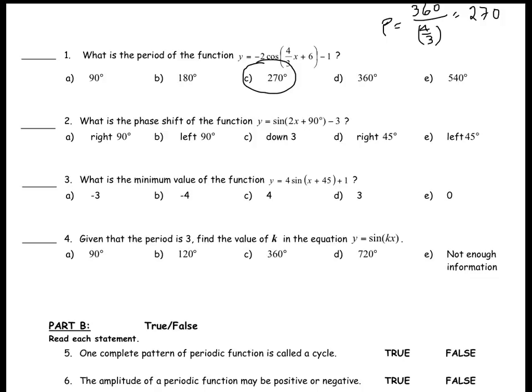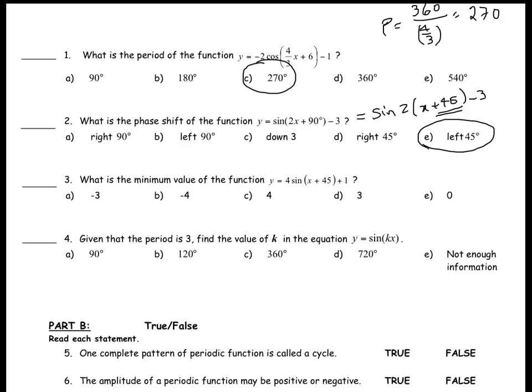The next question says, what is the phase shift of the function y equals sine (2x + 45) minus 3? I can write this as sine with a factor of 2, so I get x plus 45, minus 3. Since here we have plus 45, it means that there is a 45 degrees left phase shift. So this one is E, left 45 degrees.